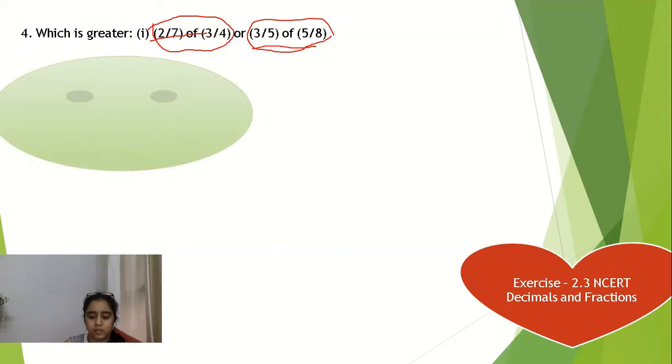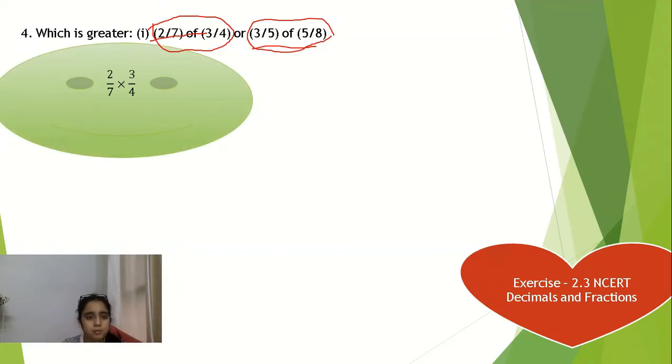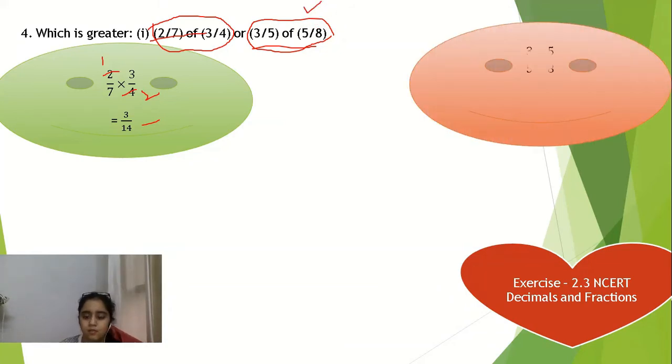So first we will do the first part, that is we have to multiply 2 upon 7 with 3 upon 4. If you see, 2 ones are 2 and 2 twos are 4, so we can cut these numbers with each other very easily. So our answer would be 3 upon 14, that is 3 multiplied by 1 is 3 and 7 multiplied by 2 is 14. Now we will do this part, that is we have to multiply 3 upon 5 with 5 upon 8. If you see, this 5 and this 5 can be easily cut with each other, so our answer would be 3 upon 8.